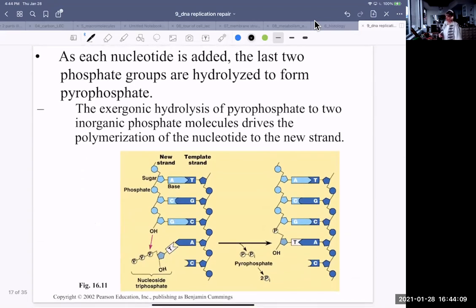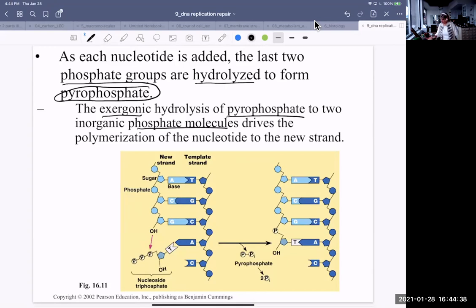So as each nucleotide is added, the last 2 phosphate groups are hydrolyzed. And they're hydrolyzed to form the 2 phosphates together known as pyrophosphate. And the exergonic hydrolysis of this little guy into 2 inorganic phosphate molecules is what drives the polymerization of nucleotides to the new strand. That's where the energy comes from.